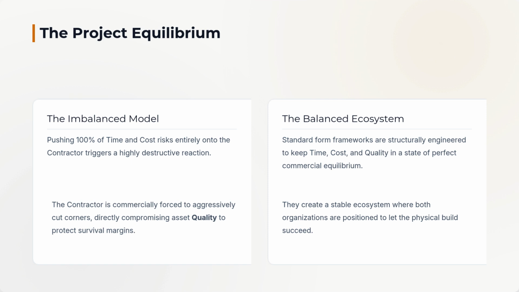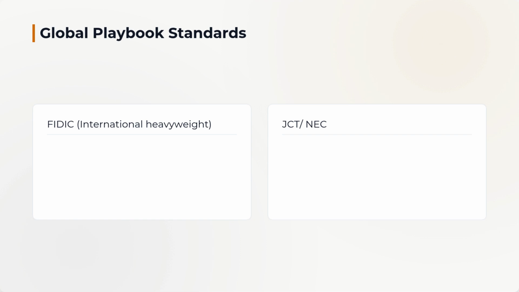Let's do a quick mental check to see how this works in the real world. Every single construction contract in existence is trying to balance 3 things: time, cost, and quality. If a standard form contract pushes all the risk of time and cost onto the contractor, what do you think naturally happens to quality? The contractor is forced to cut corners to protect their profit margins. Standard forms are engineered to keep this in perfect equilibrium. They don't try to cheat one side. They create a balanced ecosystem where the project actually has a chance to succeed.